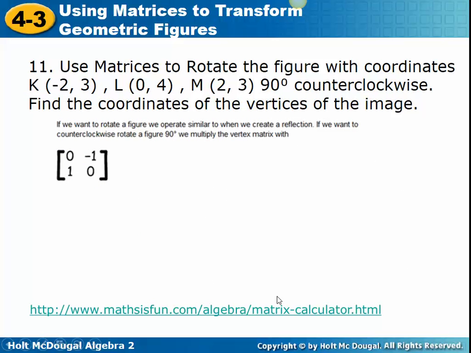One more problem to look at before we close for the day. This says to use matrices to rotate the figure with coordinates K, L, M 90 degrees counterclockwise. Find the coordinates of this vertice of the image. So I pasted in what the transformation matrix would be in order to rotate counterclockwise 90 degrees, and then you multiply this by KLM. This is exactly the same as the one we just did. And you would find out what you get. You don't have to sketch it unless you want to, but when you're done, write what you got for each of your image coordinates.